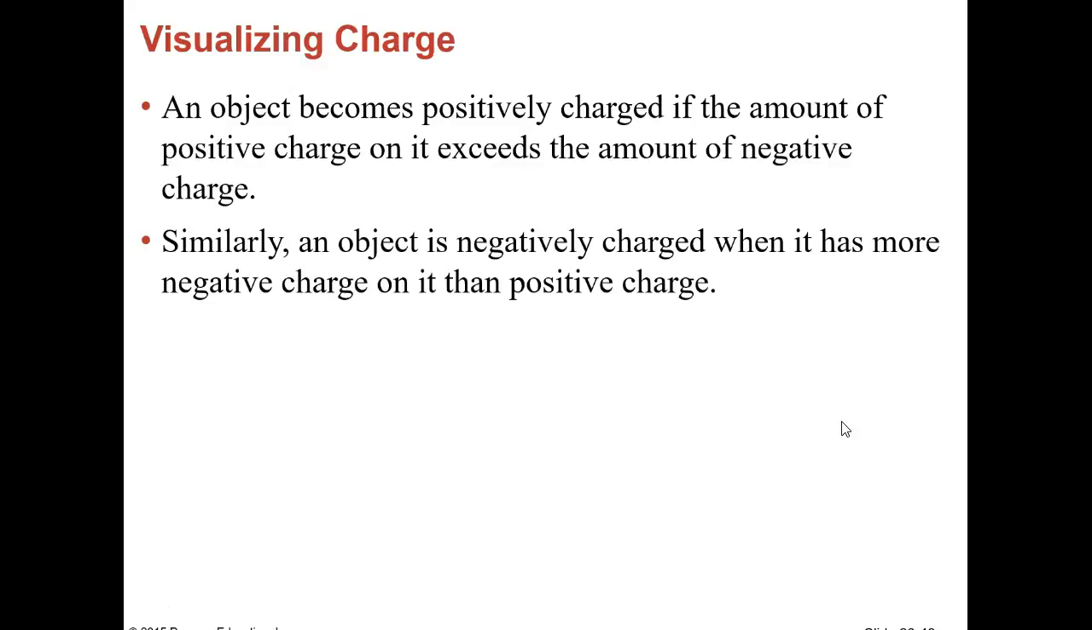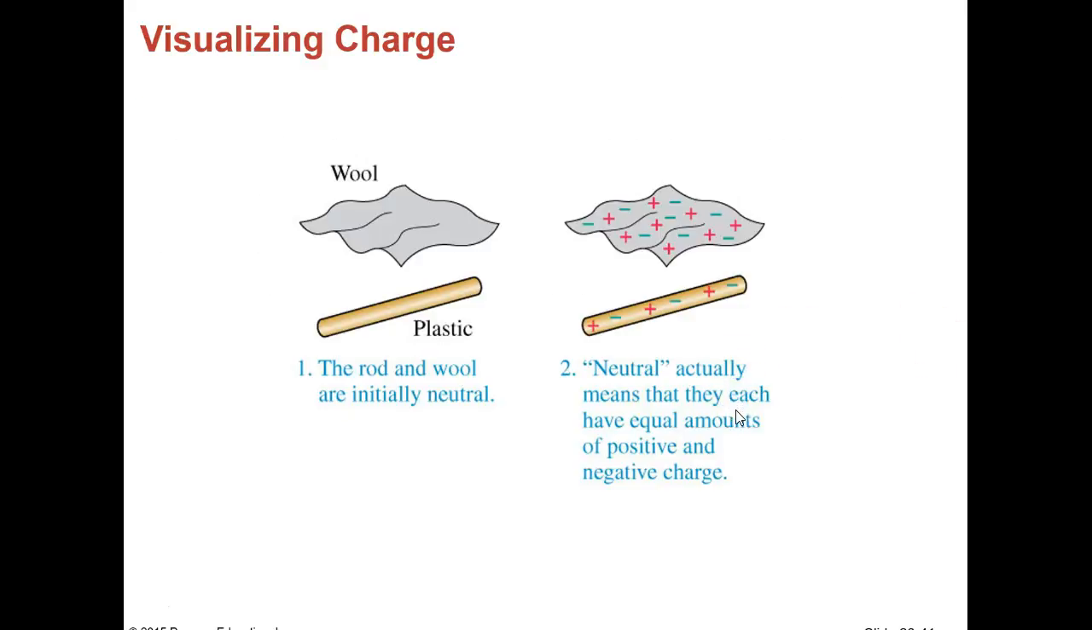An object can be positively charged if we have more positive than we do negative charge. And same thing with a negatively charged object. It's got more negative charge than positive charge. And we saw that with the wool and with that plastic rod. So let's take a little bit more of a picture of this and look at what's going on. Here they're initially neutral. And because they're neutral, they have the same number of positive and negative charges on each one. So you can actually count them and see that.